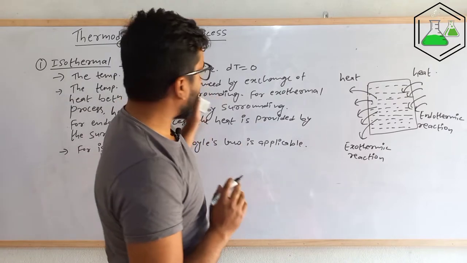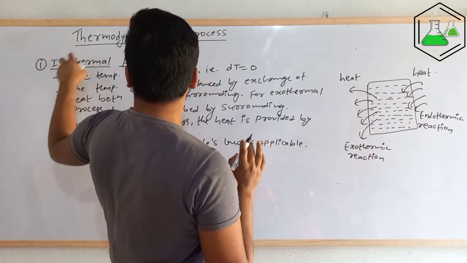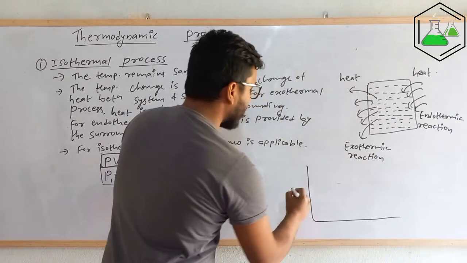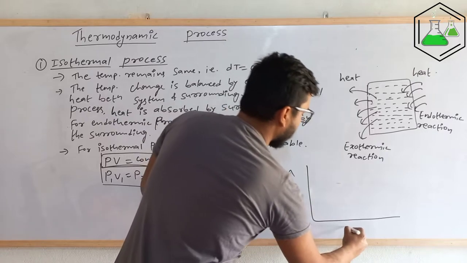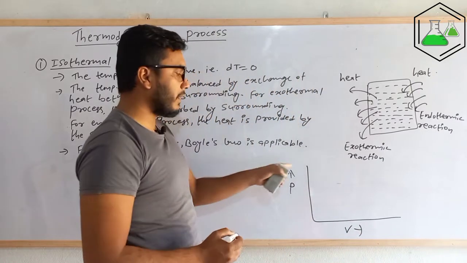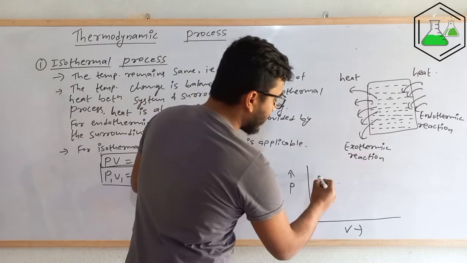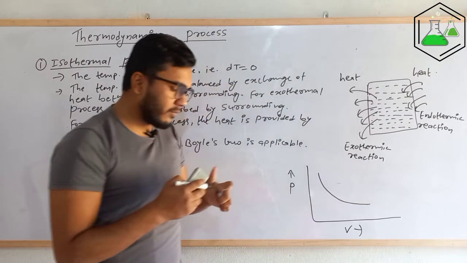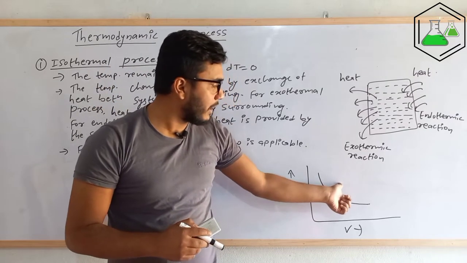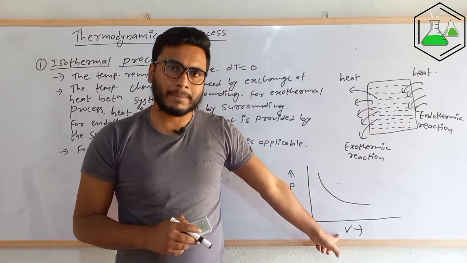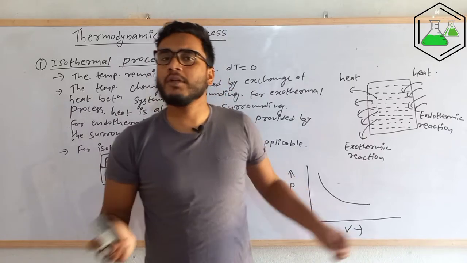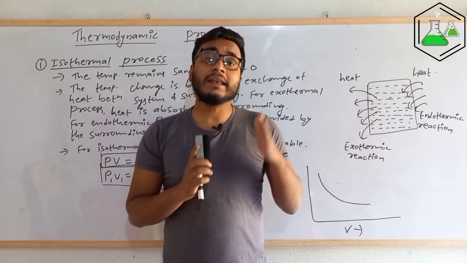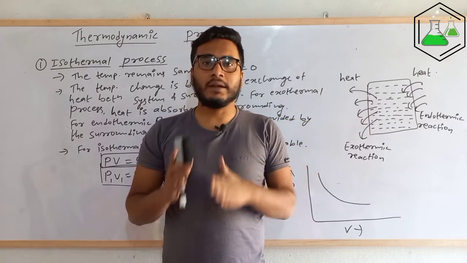Now, let's see how the process happens in graphical waveform. Okay, let's make a graph over here. This is P and this is V. As the temperature is not changing, but pressure and volume might change. So if the pressure decreases, the volume obviously will increase. So in isothermal process, we get a curve like this if we plot pressure against volume. So this is what isothermal process actually is, in which the temperature should not change, but heat energy can be exchanged to balance the temperature.